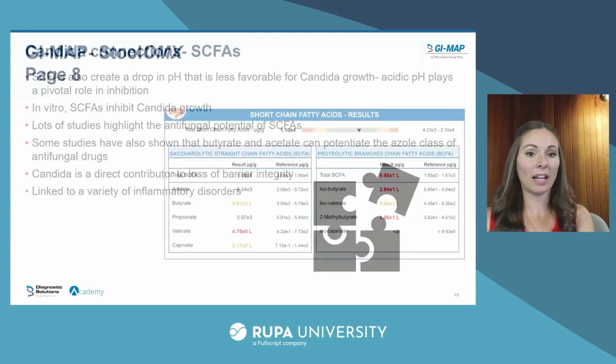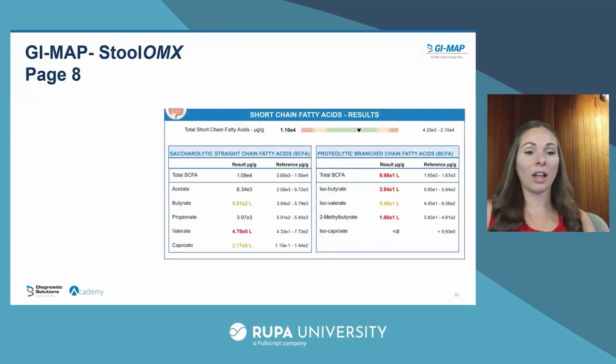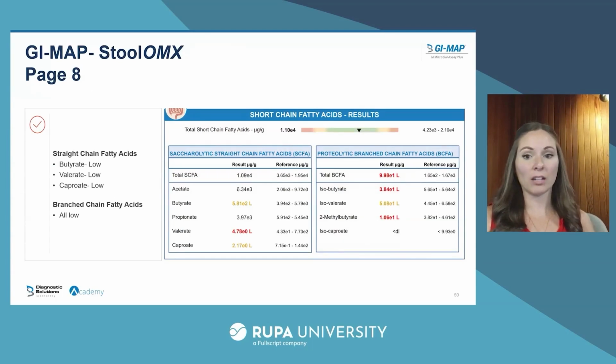So let's take a look at that last page showing us our straight chains and our branch chains. And again, what we're seeing here, overall trend is low, but those branch chains are really low. So this can be reflective of our, again, our low microbial activity or diversity overall. Also, potentially this low stomach acid, we're not breaking down our proteins effectively here.